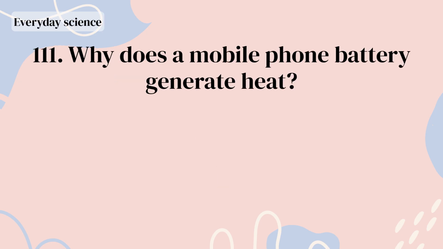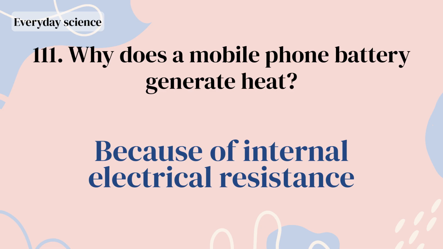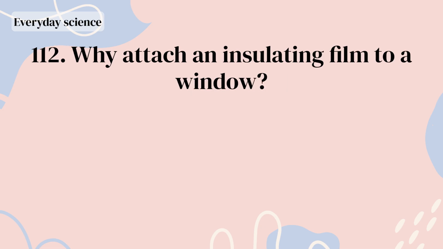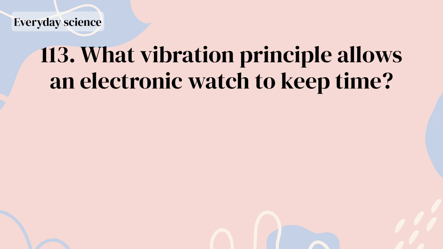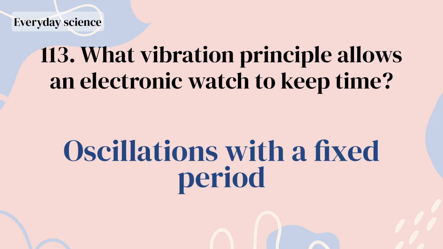What is a structure called where rock layers are bent? A fold. Why does a mobile phone battery generate heat? Because of internal electrical resistance. Why attach an insulating film to a window? To reduce heat loss. What vibration principle allows an electronic watch to keep time? Oscillations with a fixed period.